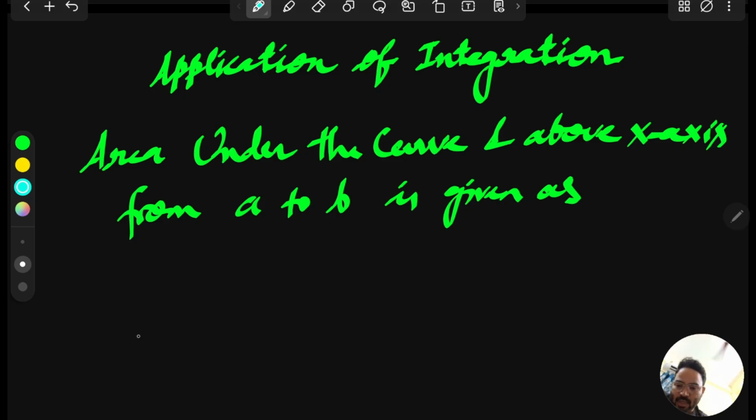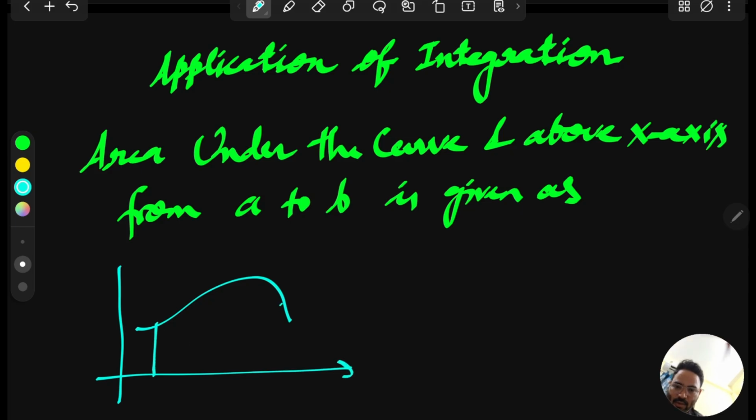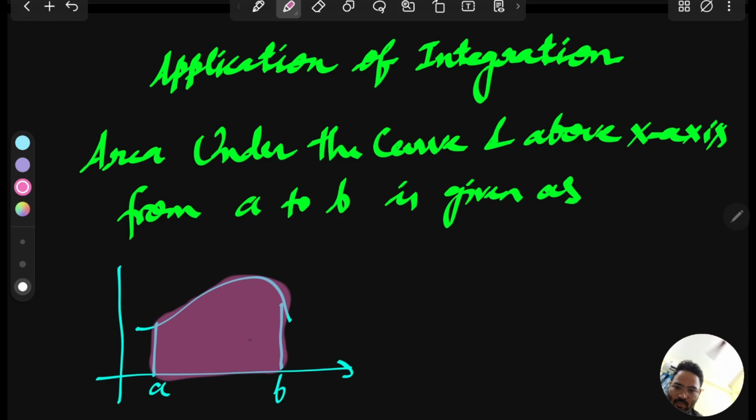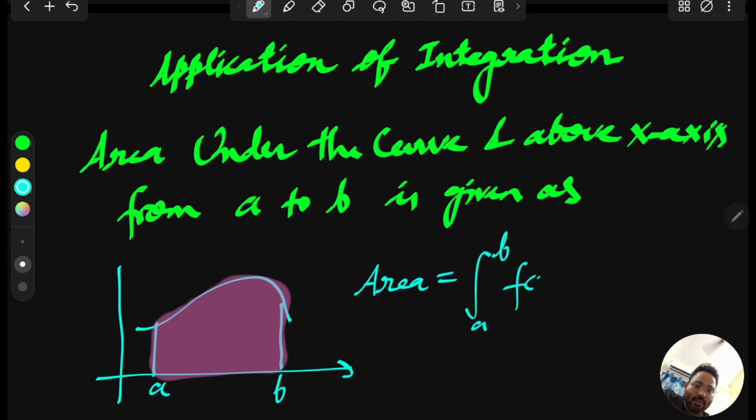So simple, if we have a curve like this and we have to calculate the area from a to b above the x-axis, then we just have to integrate. So area equals the integral from a to b, and this is a definite integral, and f(x) is the function whose area we want to calculate, with respect to x, because we are checking x from a to b. So this is the area under the curve.